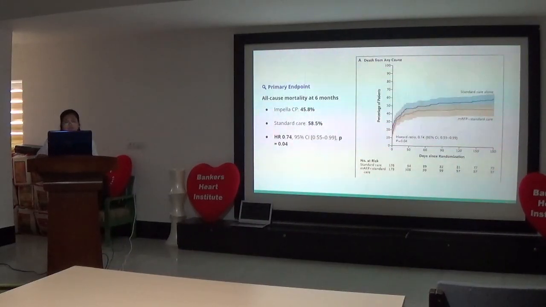The primary endpoint was all-cause mortality at 6 months. With Impella it was 48% and with standard care it was 58%. This was significant with a hazard ratio of 0.74 and a p-value of 0.04.